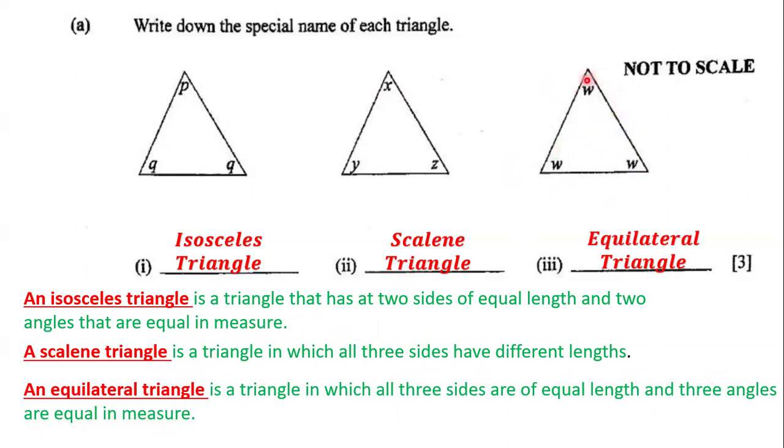So if we look here at this angle, and this angle, because we're using the same letter, it means that they are equal. And so we're looking at a triangle that has three angles that are equal. And so this is definitely an equilateral triangle. So the first one is an isosceles triangle, the second one is scalene, and the third one is an equilateral triangle.